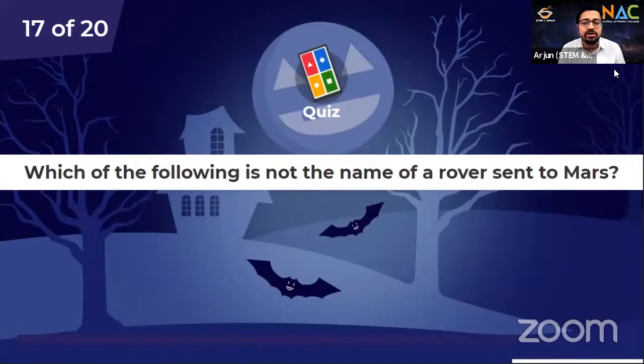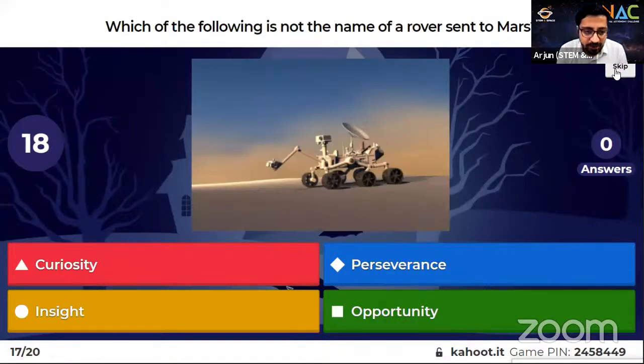Which of the following is not the name of a rover sent to Mars? Is it Curiosity? Is it Perseverance? Is it Insight? Or is it Opportunity? Which of the following is not a name of a rover sent to Mars? So is it Curiosity, Perseverance, Insight, or Opportunity?